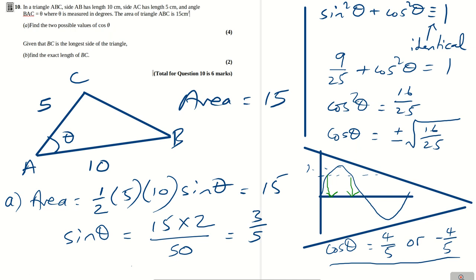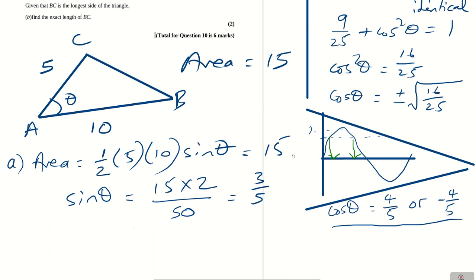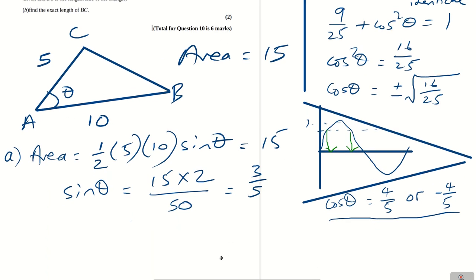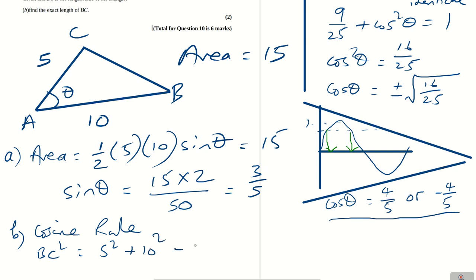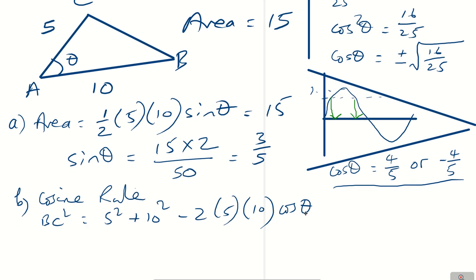Now, let's carry on. It says, given that BC is the longest side of the triangle, find the exact length of BC. Well, where you've got two sides of a triangle and the angle in between, and you want the other side, you're going to have to use the cosine rule. The cosine rule tells you that BC squared is equal to 5 squared plus 10 squared minus 2 times 5 times 10 times the cos of the angle in between. However, we've got two possible values for this cos theta. It's either going to be 4/5 or minus 4/5.